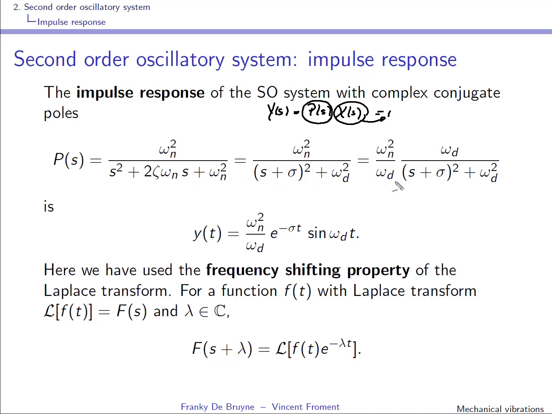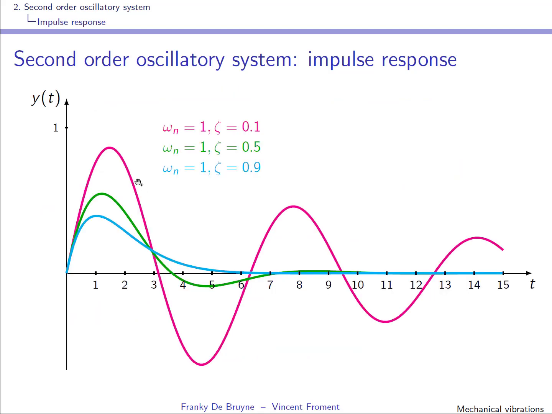So we have to take the transfer function and do the inverse Laplace transform. We have already done this exercise of completing the squares, and you can rewrite it like this, and you see that this is the Laplace transform of a sine that is damped by this type of signal. To see that, you use the frequency shifting property. So this is the impulse response of our oscillatory system.